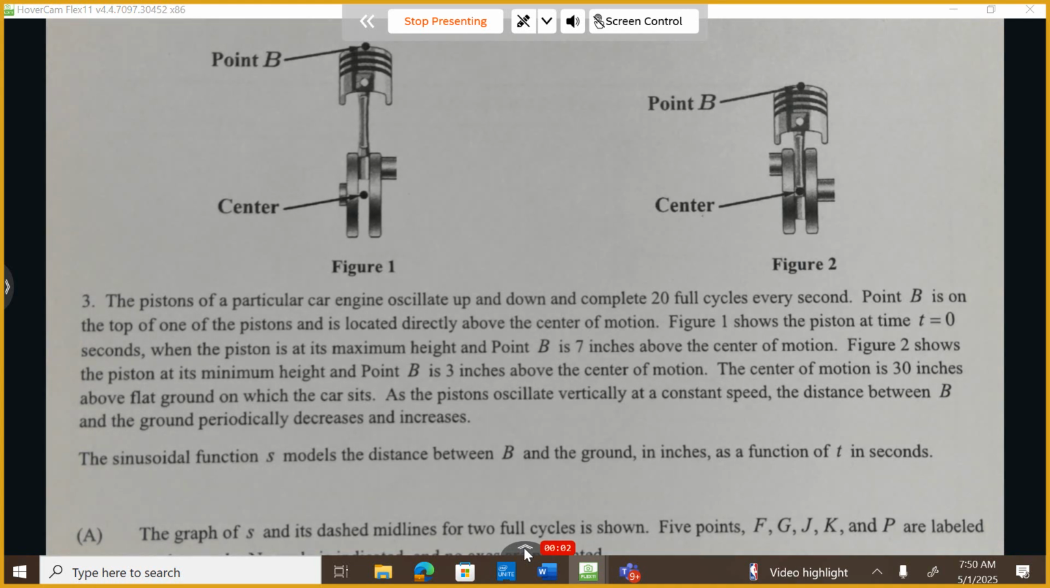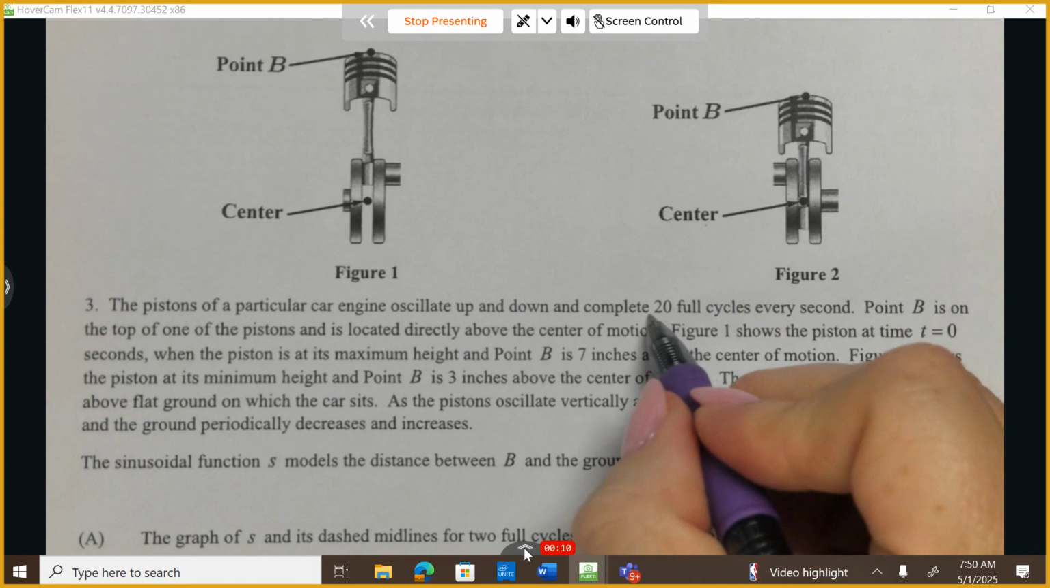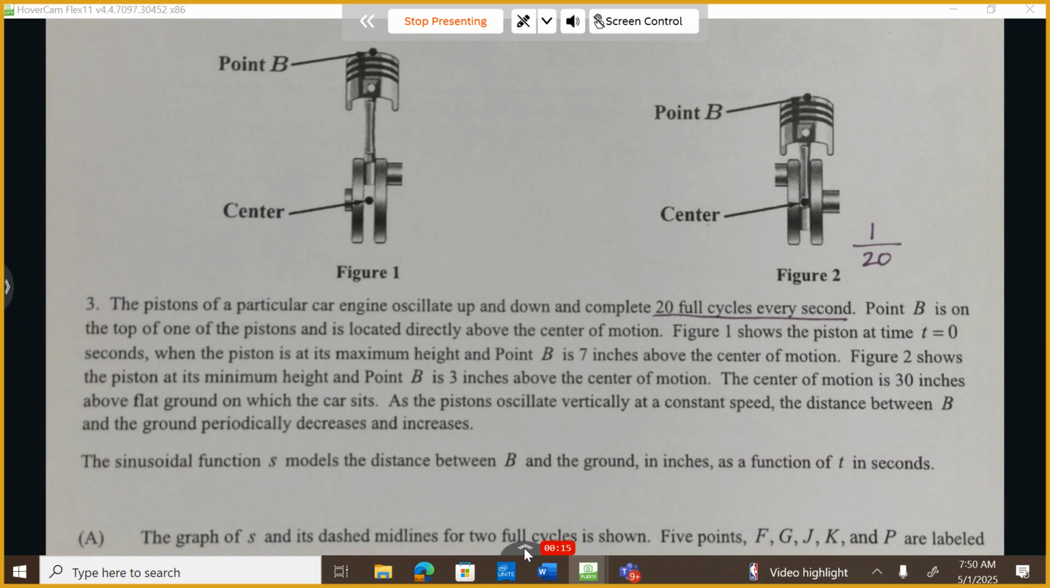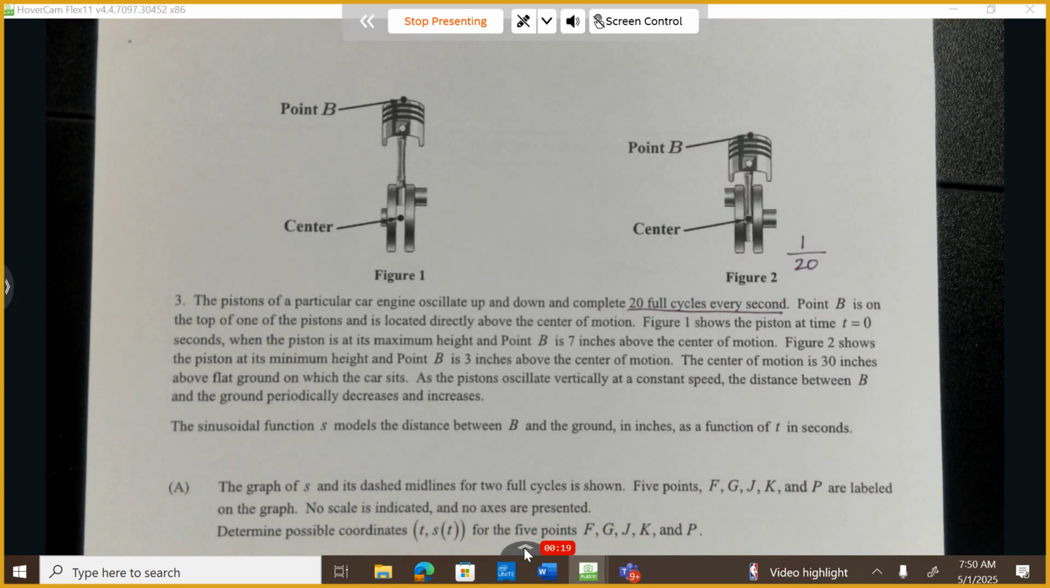We have pistons of a particular car engine that oscillate up and down and complete 20 full cycles every second. Go ahead and underline this. Okay, in 1 second we're completing 20 full cycles. B is on the top of one of the pistons and is located directly above the center of motion. Figure 1 shows the piston at time t.